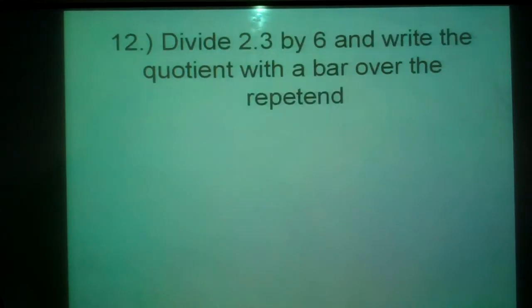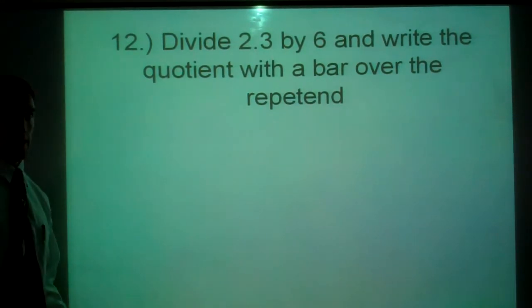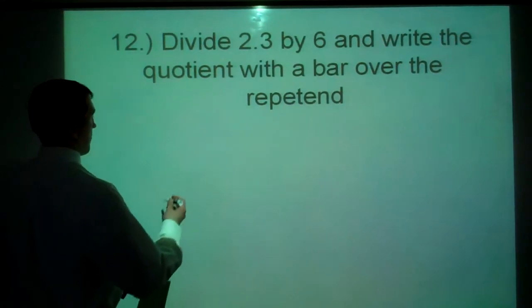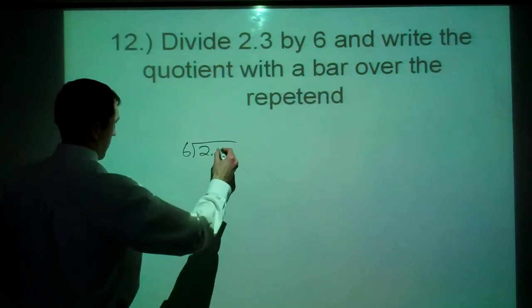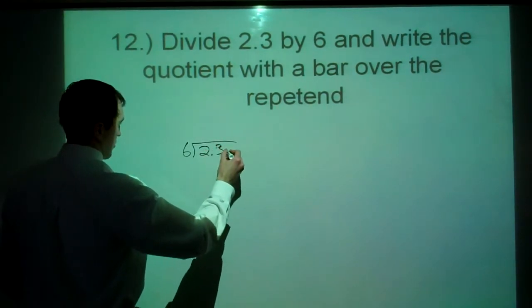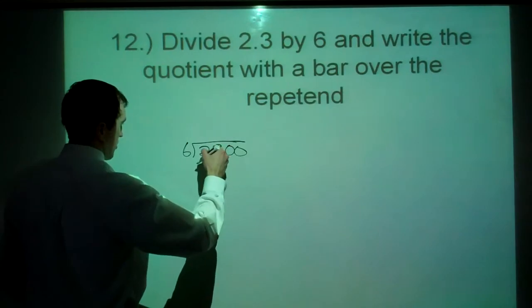See that tomorrow, or one like it. Divide 2.3 by 6 and write the quotient with the bar over the repetend. That just means that we're going to get a value that'll keep repeating, and we want to put a bar over that to show that it will repeat. So we'll probably get some extra digits in there.